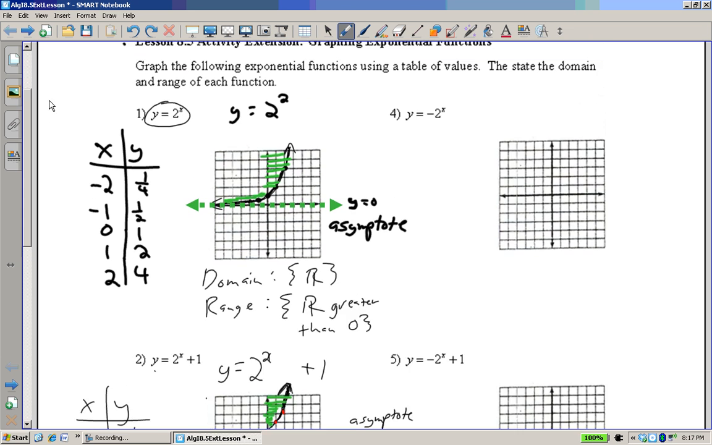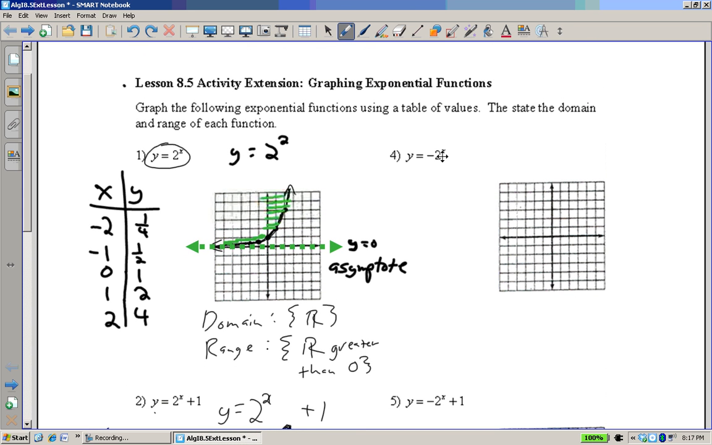So let's investigate what's going to happen when we have the opposite of 2 to the x. Okay, so y equals the opposite of 2 to the some power. And just deal with the basic function here. Go ahead and predict. What do you think is going to happen to this thing? Okay, let's see if that turns out to be the case.